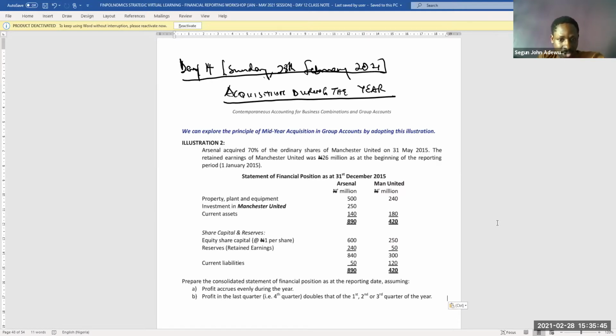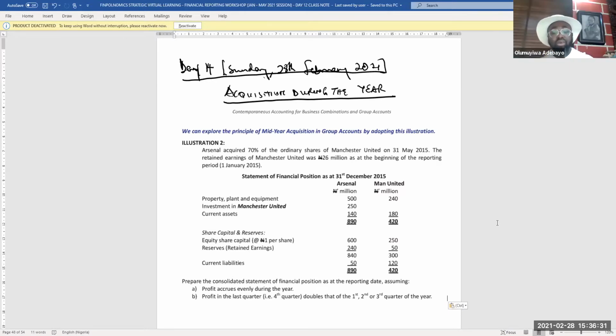The total equity is 840 million for Arsenal and 300 million for Man United. Current liability is 50 million for Arsenal, 120 million for Man United. So total equity and liability is 890 million naira for Arsenal and 420 million naira for Man United. Prepare the consolidated statement of financial position as at the operating dates, assuming A, profit accrues evenly during the year, and B, profit in the fourth quarter doubles that of the first, second, and third quarters of the year.